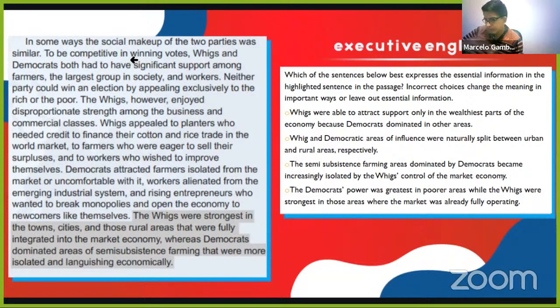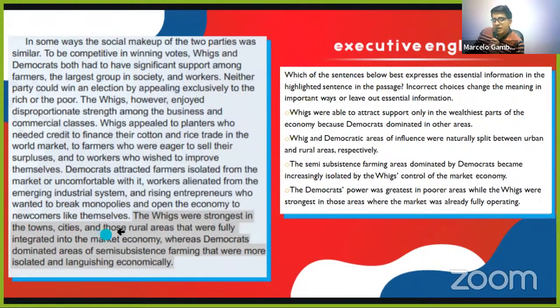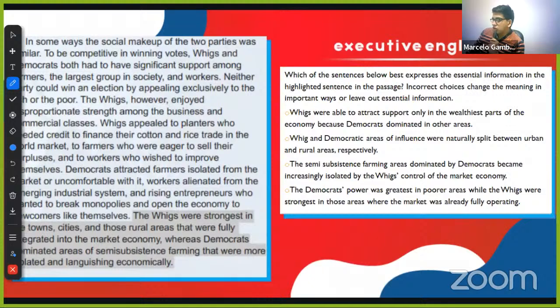You're not producing a lot of goods. You're only producing for your family to survive, right? You understand that, okay? So that's subsistence farming. You basically produce enough for you and your family. There's not much surplus to sell. So that's something that I wanted to clarify. So here it says that the Whigs were strongest in towns and cities, and in those rural areas where they were fully integrated into the market economy. Okay, so that's where they were strong.